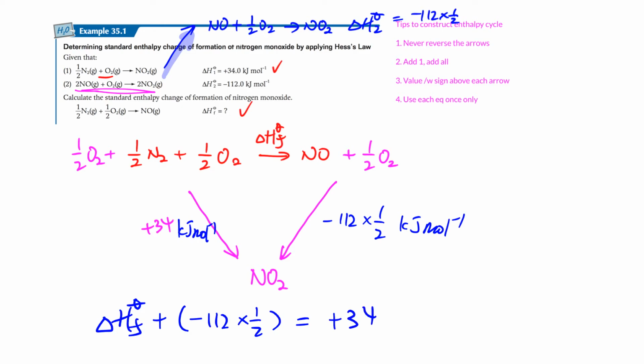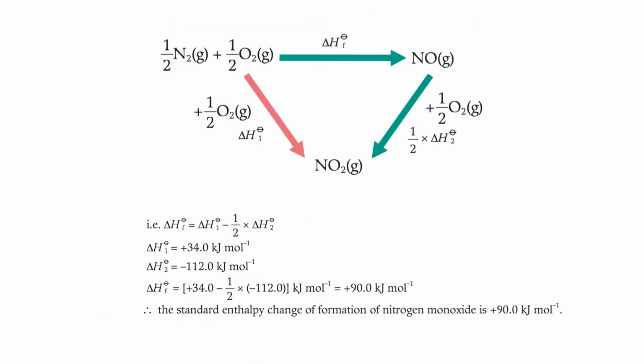So by rearranging them, then you can calculate the formation one. So the answer will be here. You will see that it is positive. So therefore, at the end, you also have to give positive 90 kilojoule per mole.